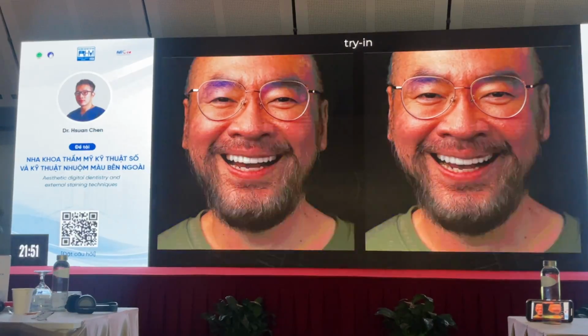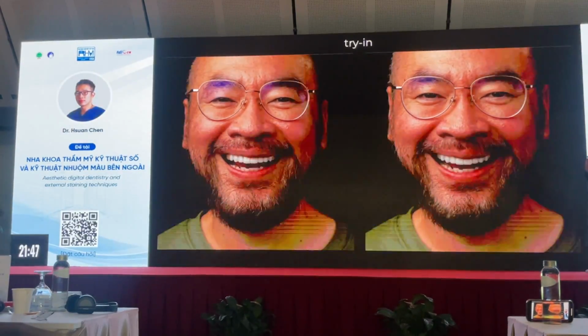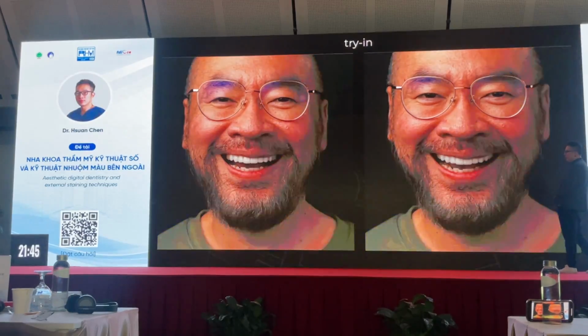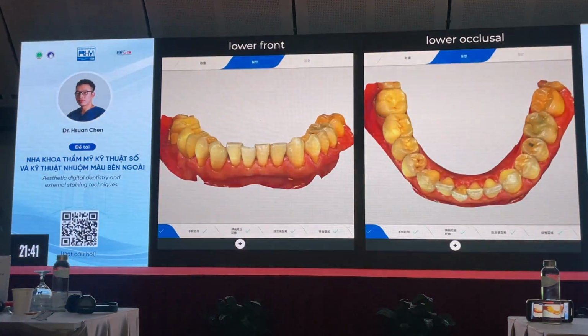So this is the delivery, this is the try-in. At this point, the patient still has anesthesia, so we're just trying it to see if it works. And on the bottom, now the bottom is slightly different because the patient has one tooth, tooth number 41, that is too far out of position.